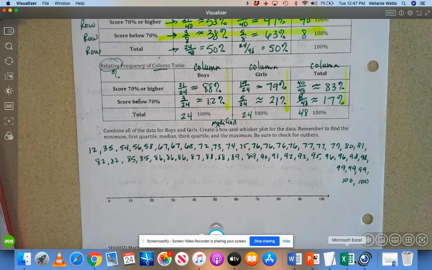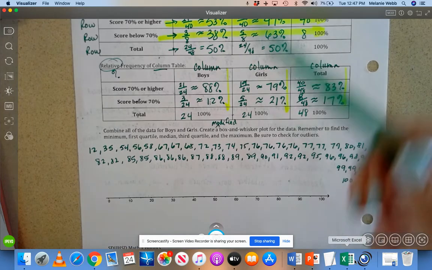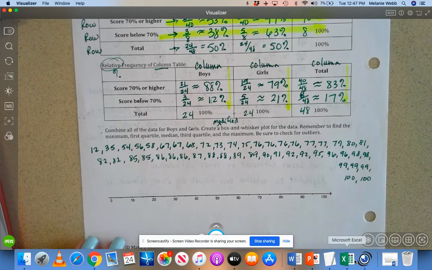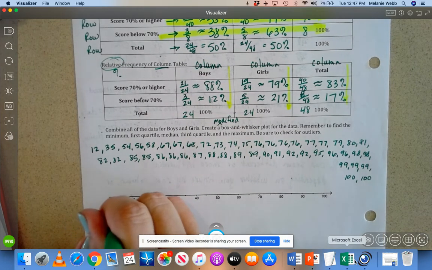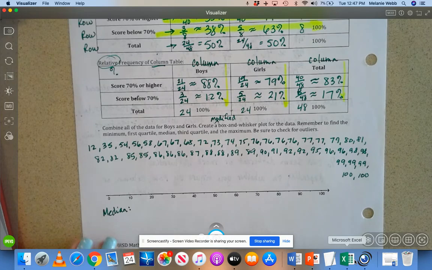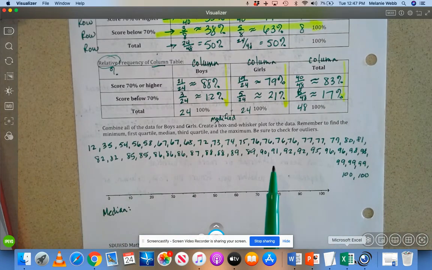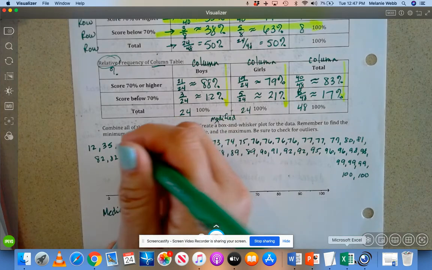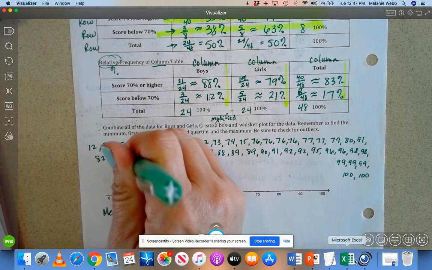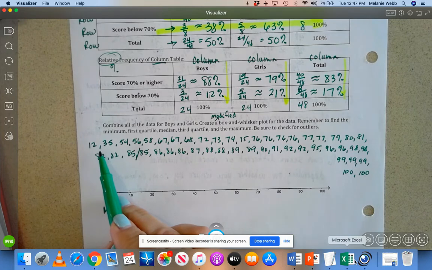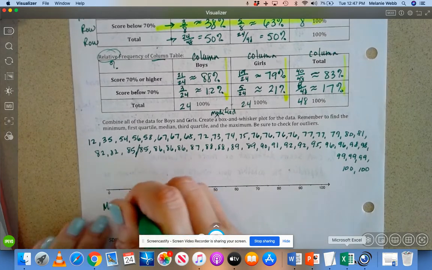You have to combine their information. Since there are 48 pieces of data, the median must be between number 24 and the other 24. My median ends up falling right here, between the first two 85s. There are 24 pieces before that, 24 pieces after that. So my median is 85.